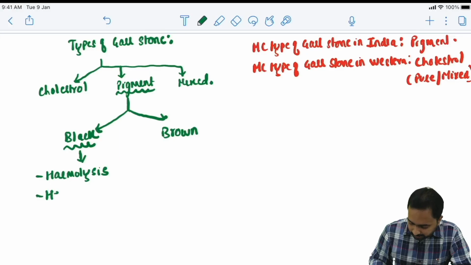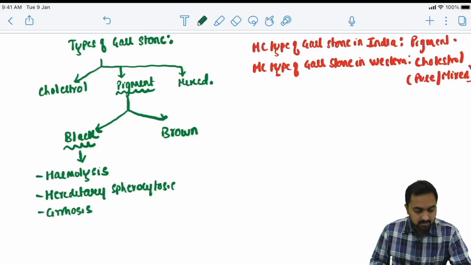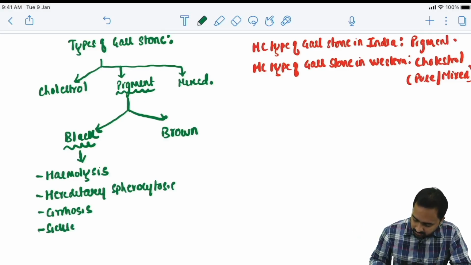Then it's also found in hereditary spherocytosis, in cirrhosis of liver, and sickle cell disease.